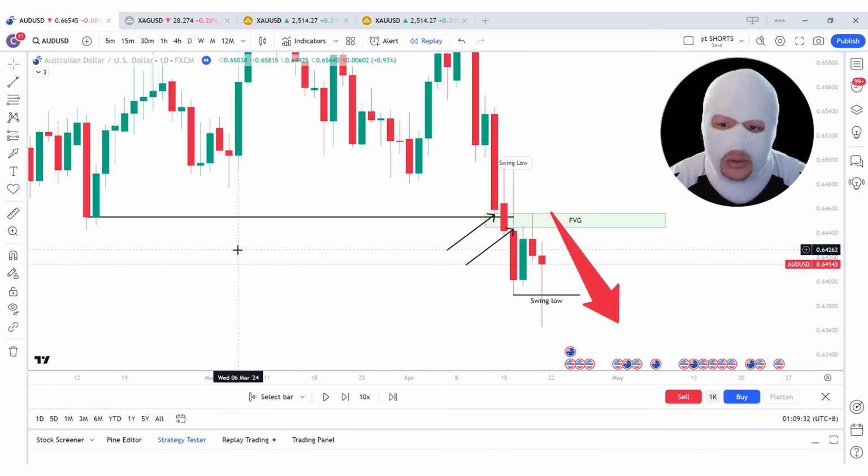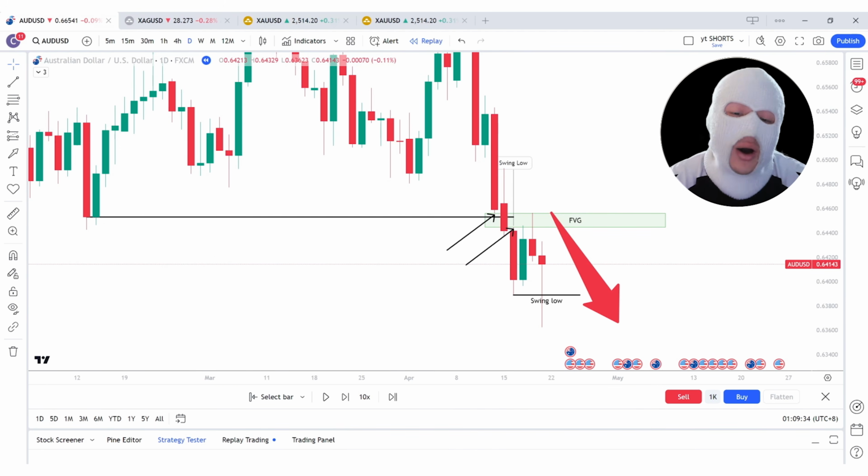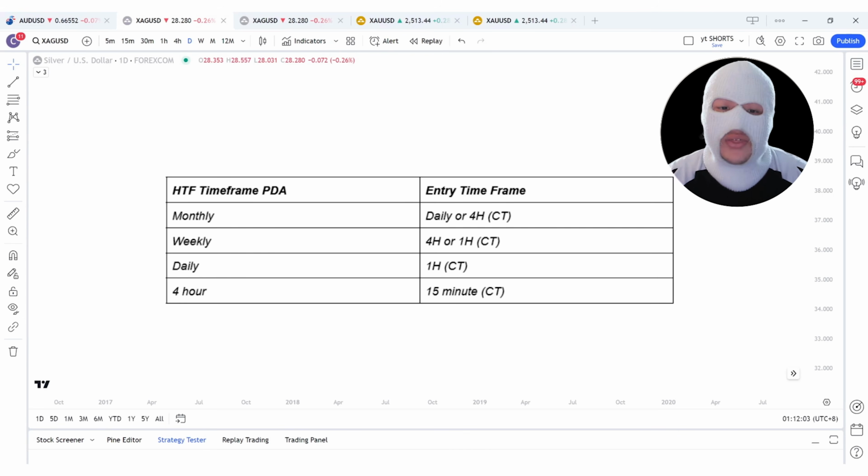You will have to drop down to the lower time frame after plotting your IRL and ERL on the higher time frame. This ensures that you have sniper entries since you get more information on the lower time frame compared to the higher time frame. The time frame alignment you should be using is as follows.